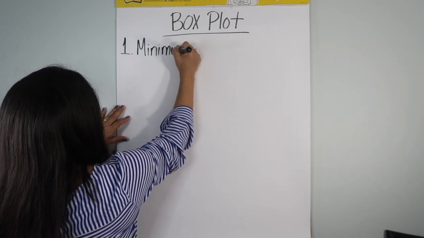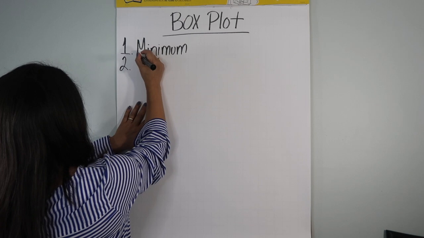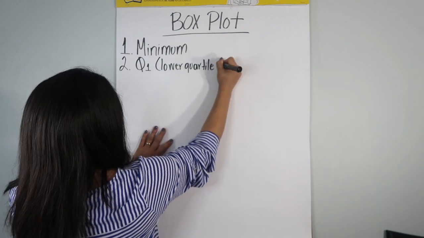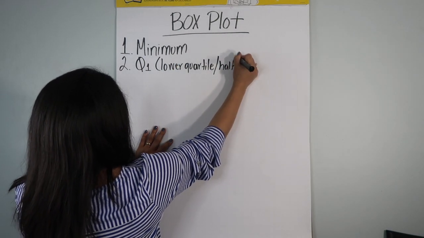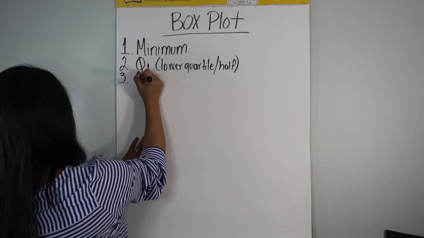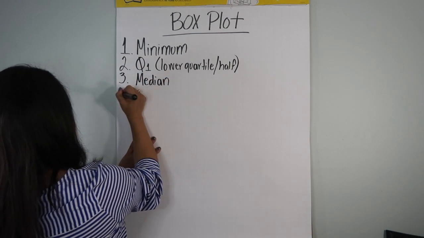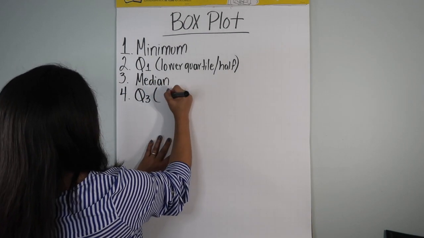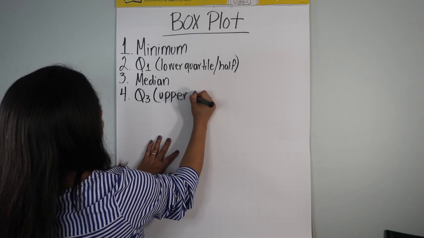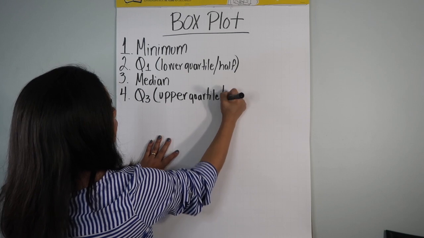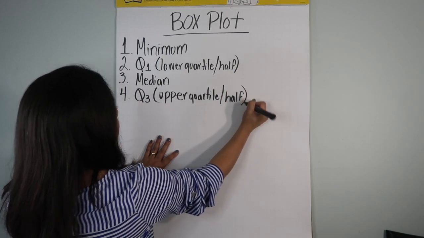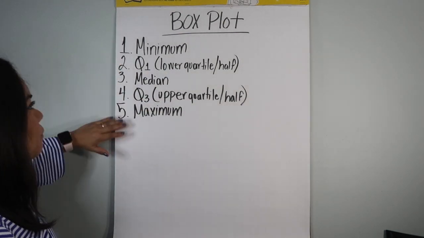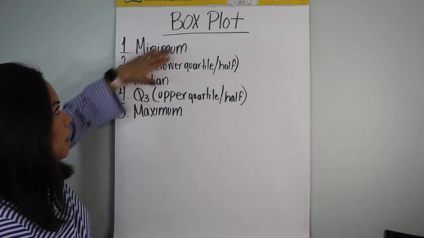Minimum, Q1, or lower half, the median, your Q3, which is your upper quartile, or upper half, and the maximum. So these are the 5 numbers that you're going to need to create a box plot.